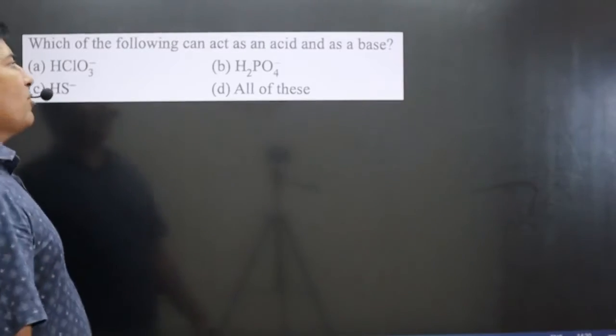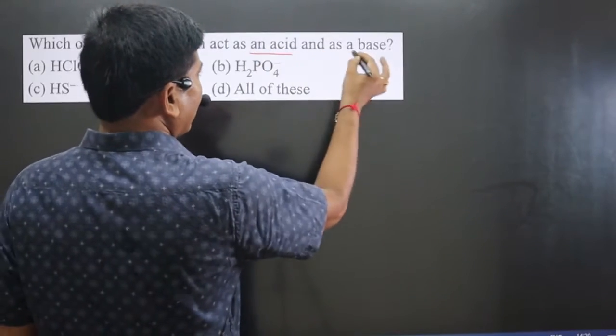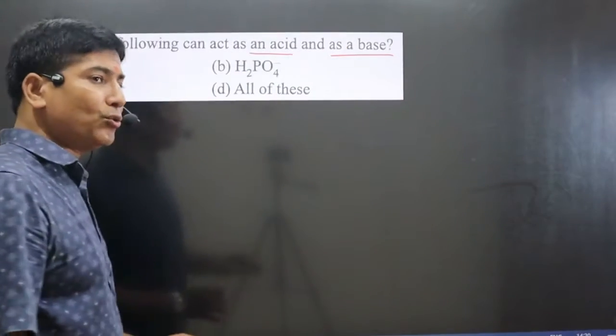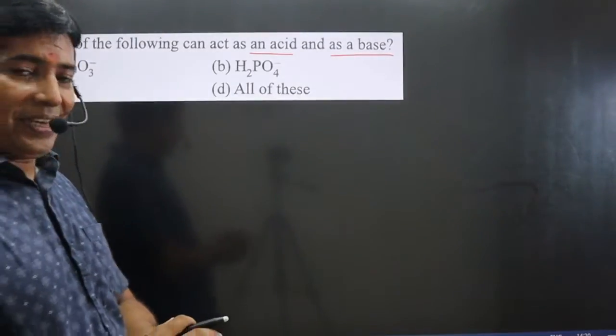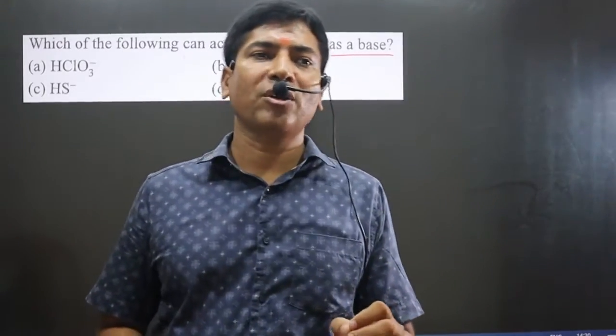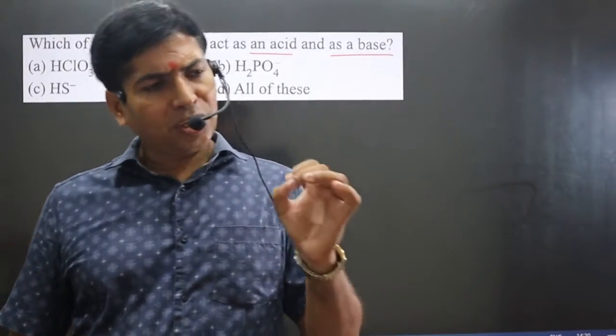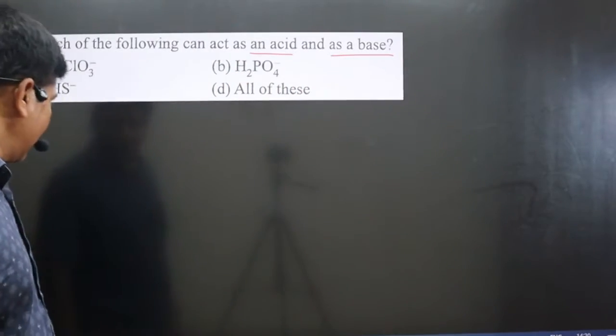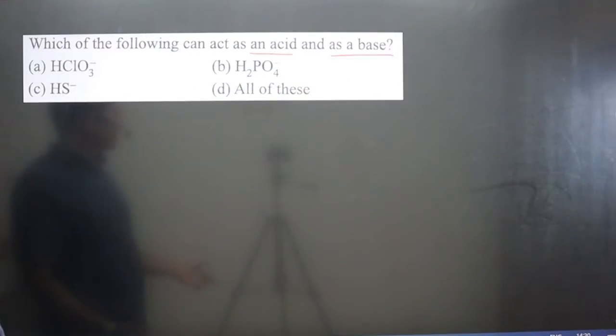The question says: which of the following can act as an acid as well as a base, which can show amphoteric nature? Which substance can accept a proton as well as donate a proton? A species accepting a proton will be acting as a base, and donating a proton will be acting as an acid. Proton, in the sense, H plus.